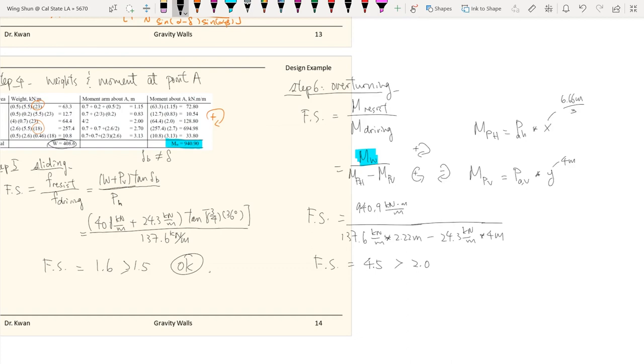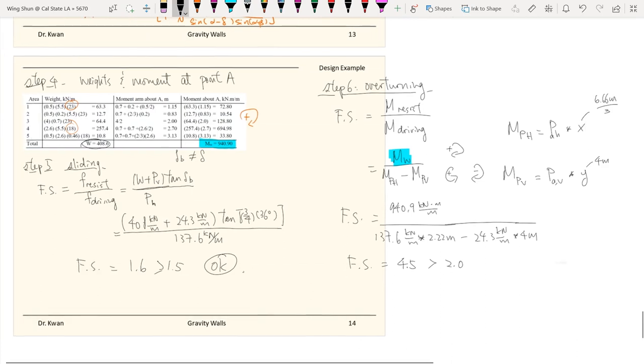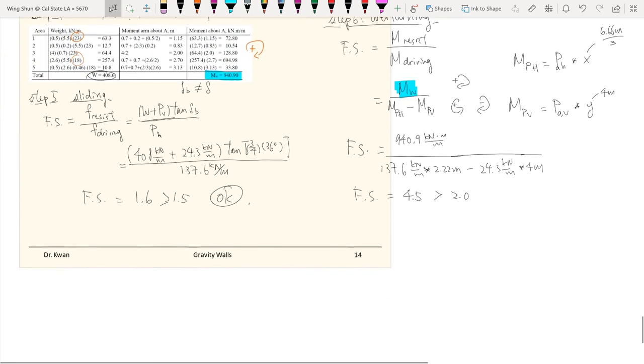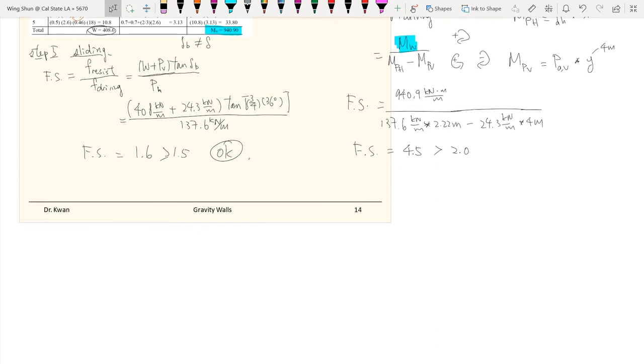If one doesn't feel comfortable, it's totally understandable that maybe you need to design and add a shear lock to bring up the factor of safety. But for now, we are working on the overturning, so we still need to check the eccentricity. So let's leave that for the next steps. We will do that when we do the bearing capacity. So the next step is the bearing capacity.